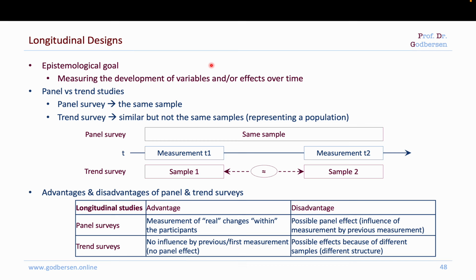We have two approaches how you can do this. You have a panel approach and a trend approach. In a panel approach, you ask the same people the first time and at the second time. A trend survey, you do not ask the same people, but the samples are similar.